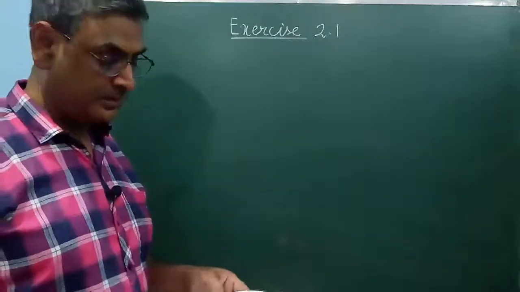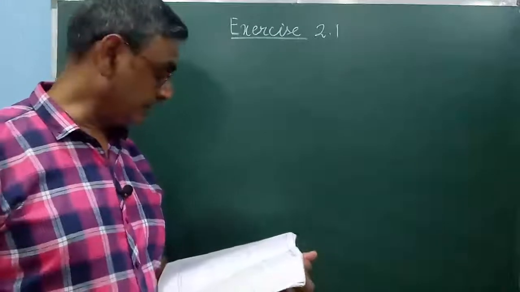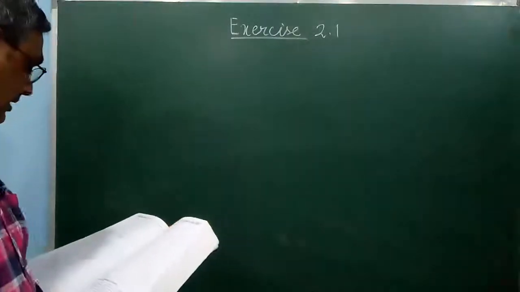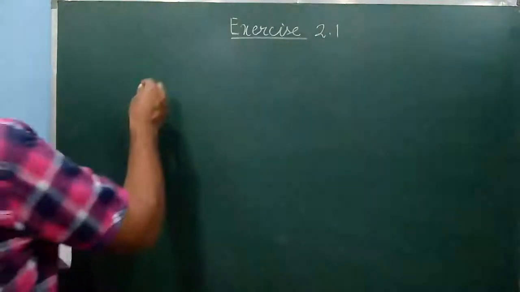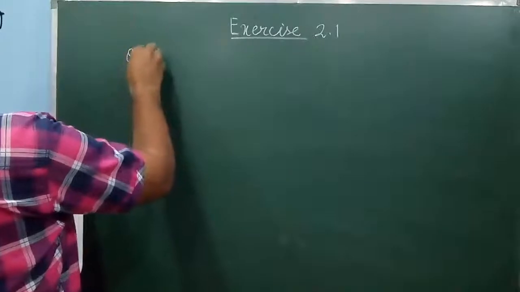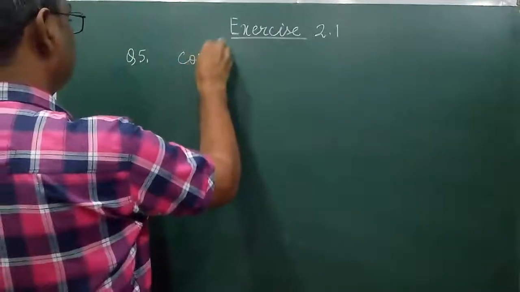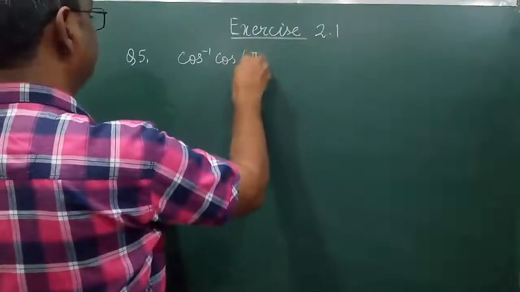In the previous session we were discussing the inverse function and we were solving the questions from exercise 2.1. We will be doing further questions from the exercise. Now see here, the next question that we will be taking up is question number 5. We have to find cos inverse cos 4 pi by 3.